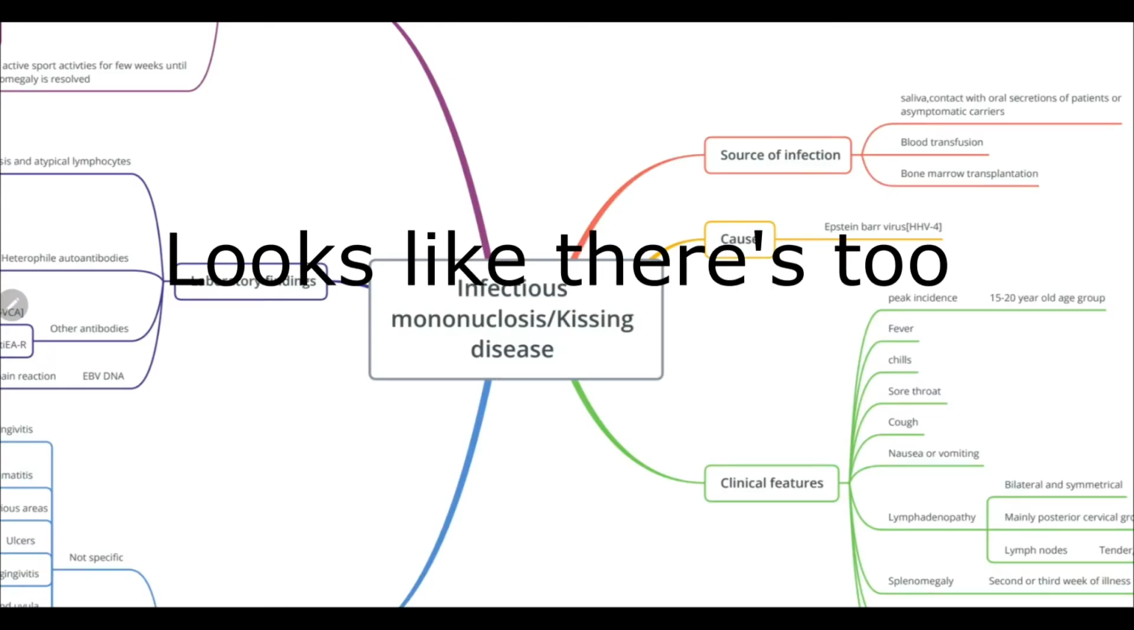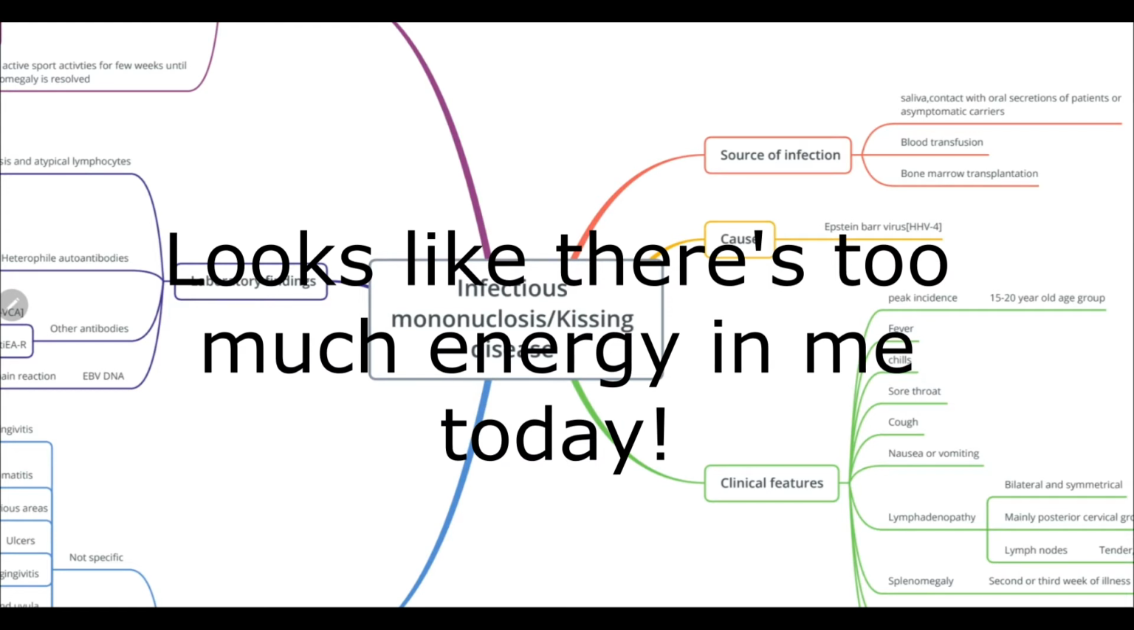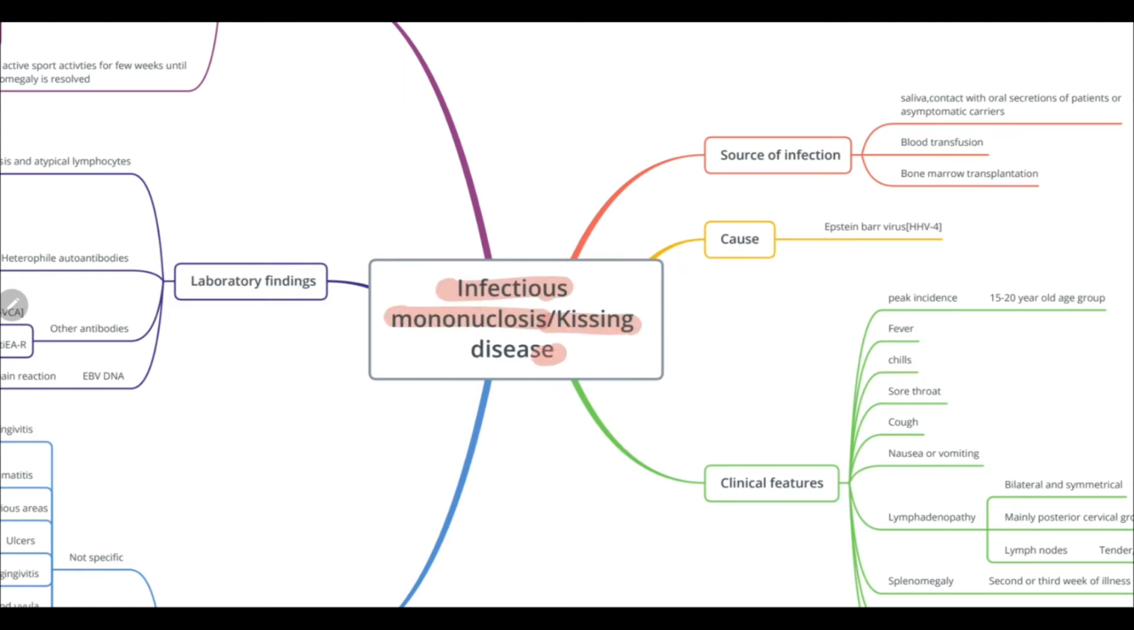Hi guys, in today's video we're going to talk about infectious mononucleosis or kissing disease. So infectious mononucleosis is caused by the Epstein-Barr virus, which is the human herpes virus 4.